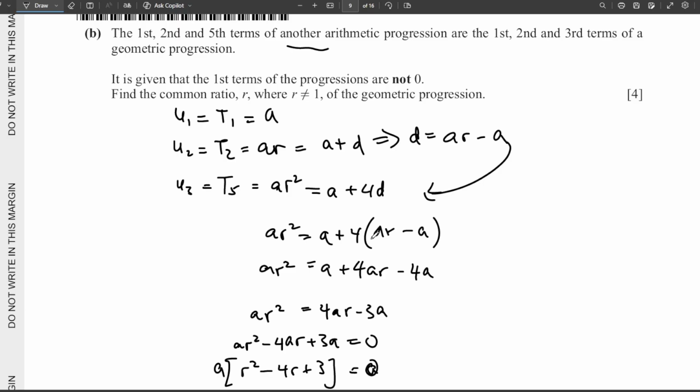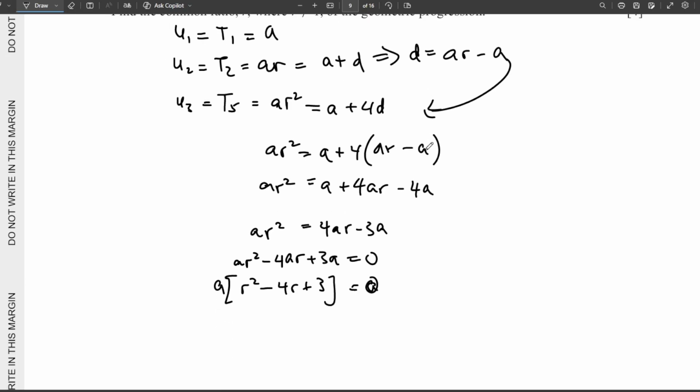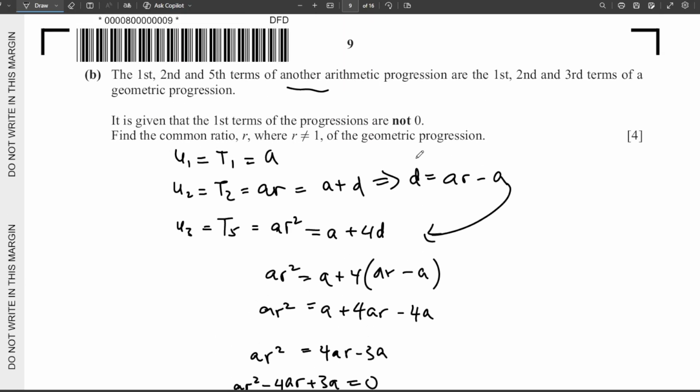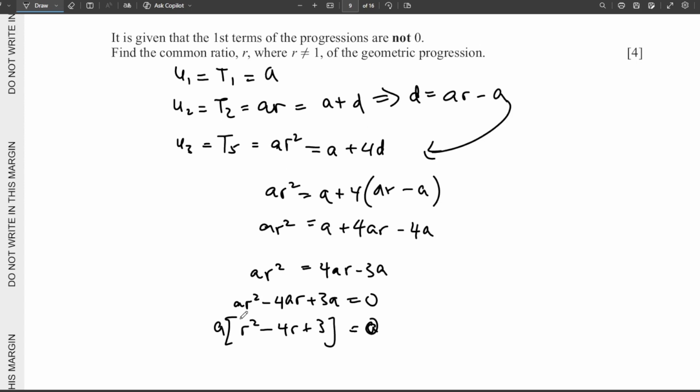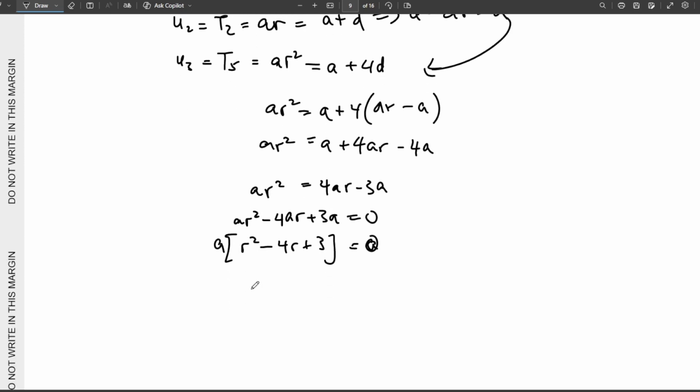But as presented in the question, also some of the basic things you need to know: the first term of a geometric sequence cannot be 0. Otherwise, anything multiplied by 0 is still 0, so it's not really a progression. So A cannot be 0. So the quadratic equation must be 0. So since A cannot be 0, r squared minus 4r plus 3 equals 0.